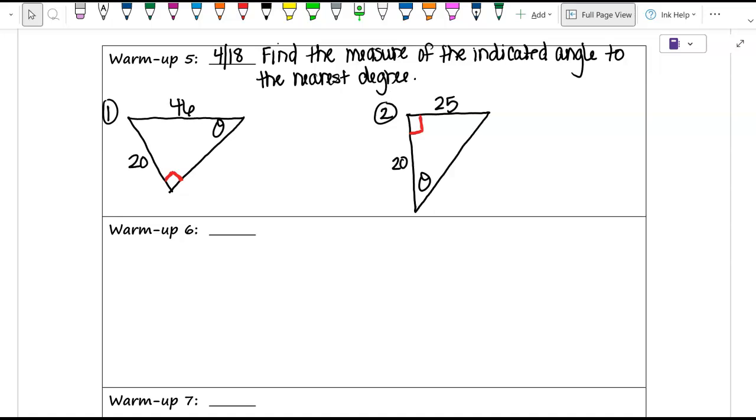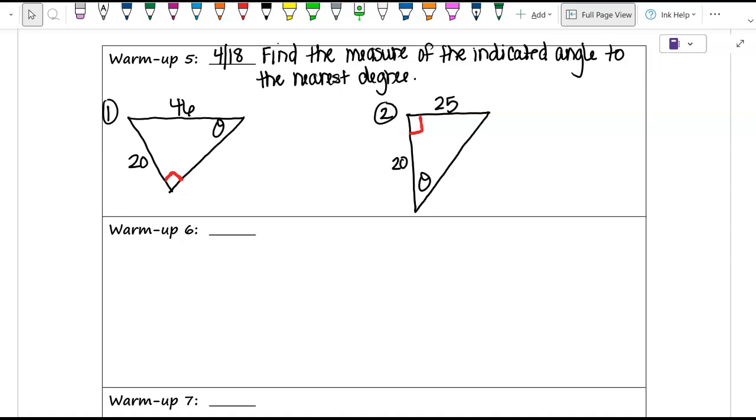All right, for today's warm-up, they're asking us to find the measure of the indicated angle to the nearest degree. So we have to be able to identify what parts of the triangle they're giving us so we know which of our trig ratios, whether it's going to be sine, cosine, or tangent. So they give us a 20 and a 46.